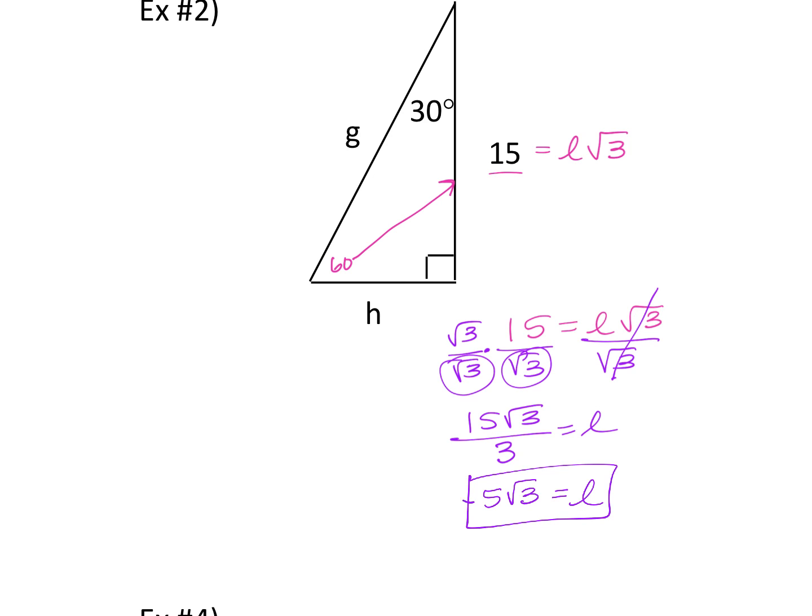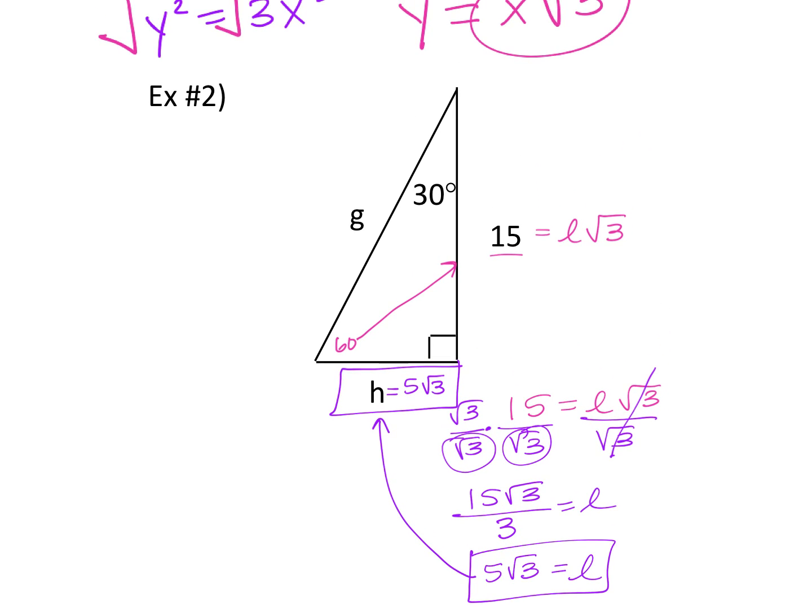Okay, now look at this. That's this side. This is our L side, right? The shortest leg is our L side. So H is 5 rad 3. Okay, what is G? It's 10 rad 3. This is your 2L side. So you take this and you multiply it by 2, which is 10 rad 3.